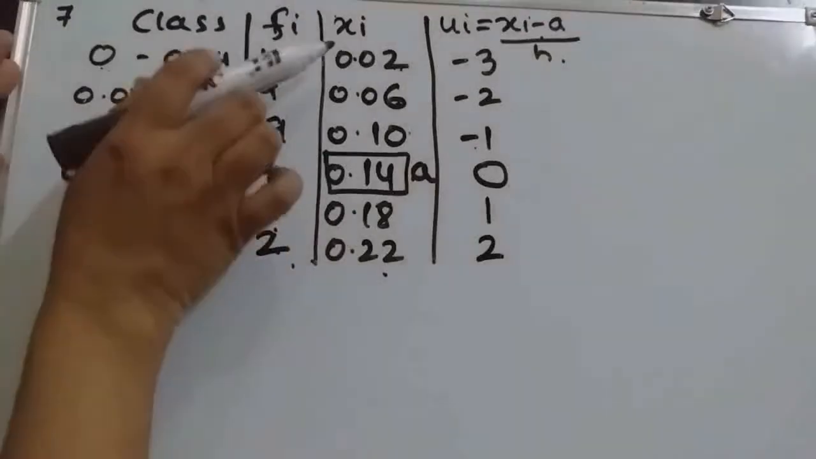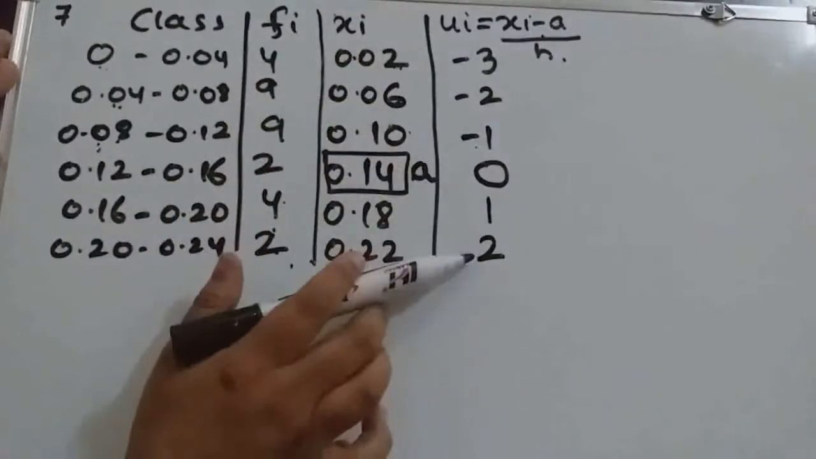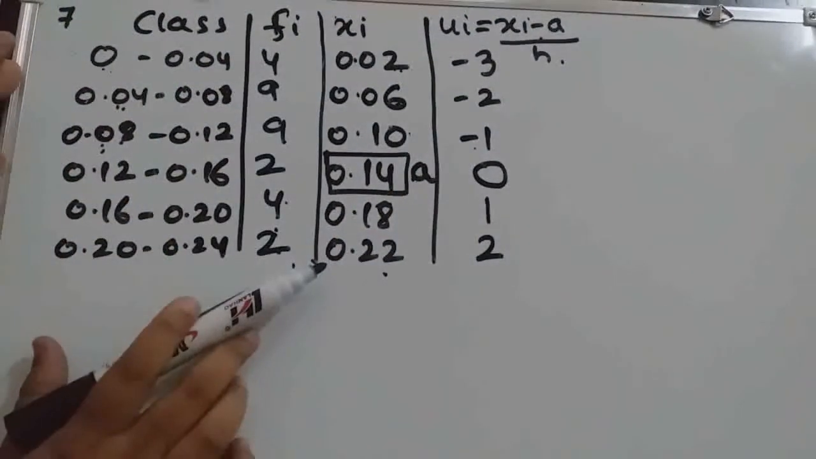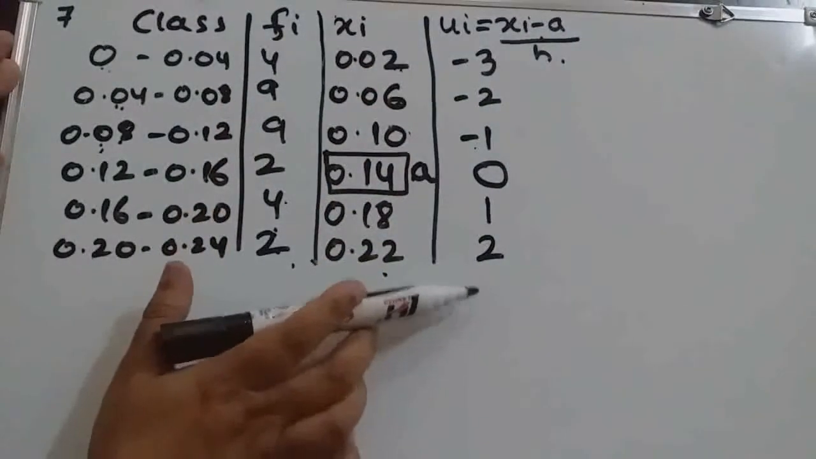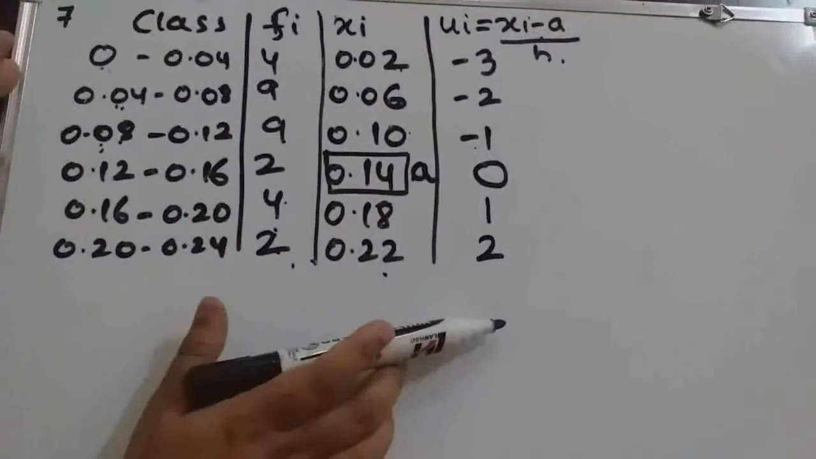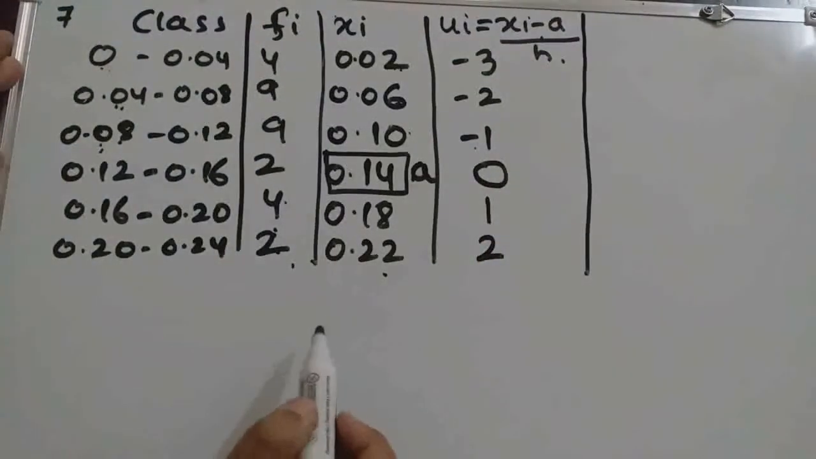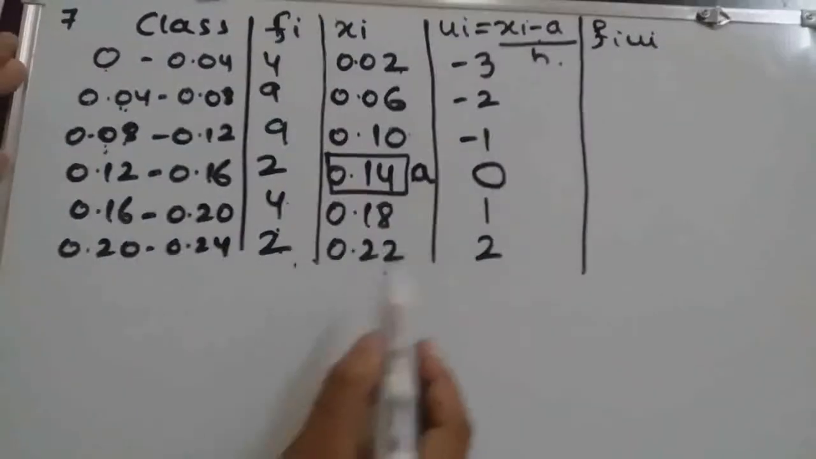So for an even number of observations, a difference will be there. You can see the difference. In all previous questions, we got an odd number of observations. So above 0 also the same numbers, below 0 also we got the same numbers. But here it will be different. Now the next column, FiUi.